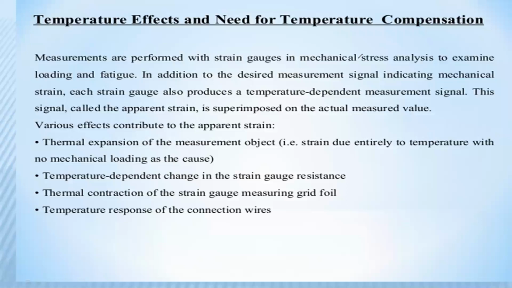Okay, this signal is called the apparent strain. It is superimposed on the actual measured value. That is the superimposed actual measured value by using that strain gauge. Okay, so what are the different effects of these strain gauges used in the different applications?